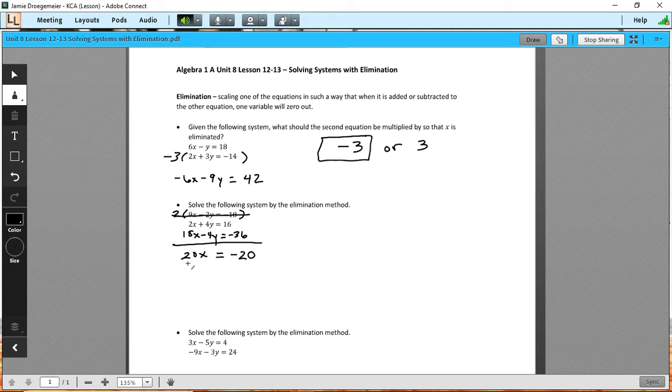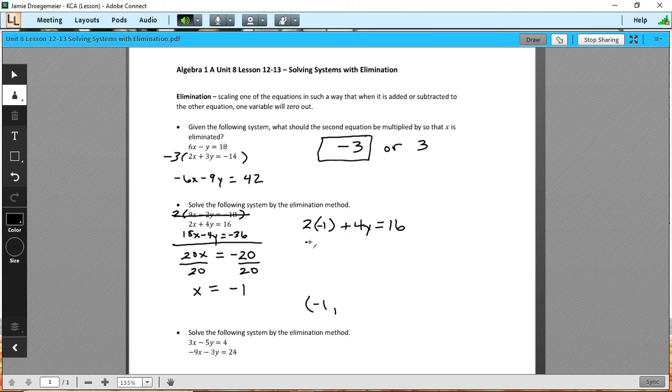And now I can solve this for x. The y variable's been eliminated, so I divide each side by 20. And x would equal negative 1. So now I know that negative 1 is the x coordinate of my solution. Now I want to find what y would be. And so I'm going to plug that negative 1 into one of those equations in place of x. So I'm going to take the second equation, 2 times negative 1 plus 4y equals 16. And now I want to solve this for y.